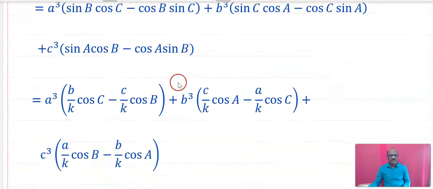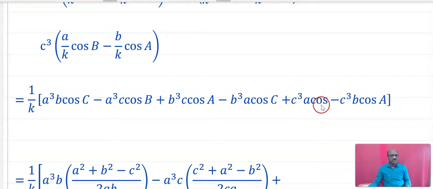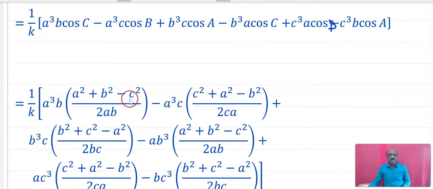And again if we simplify it, take 1 upon k common from all the terms, then you will get 1 upon k in bracket (a cube b cos C minus a cube c cos B plus b cube c cos A minus b cube a cos C plus c cube a cos B minus c cube b cos A).